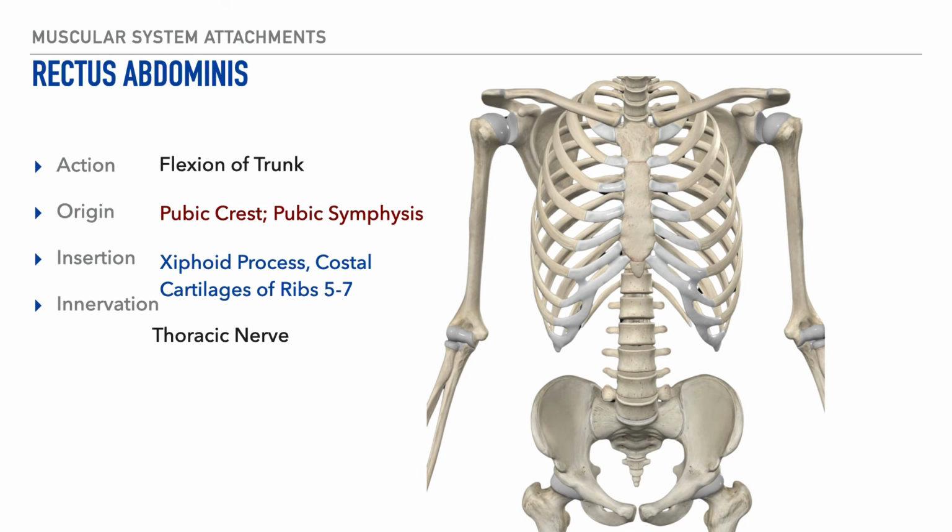The next muscle that we'll turn our attention to is the Rectus Abdominis, and its action is flexion of the trunk. It originates on the pubic crest and pubic symphysis, and we'll show those origin points here. And this muscle inserts on the xiphoid process and on the costal cartilages of ribs 5 through 7. And lastly, the innervation of the Rectus Abdominis is a combination of thoracic nerves.